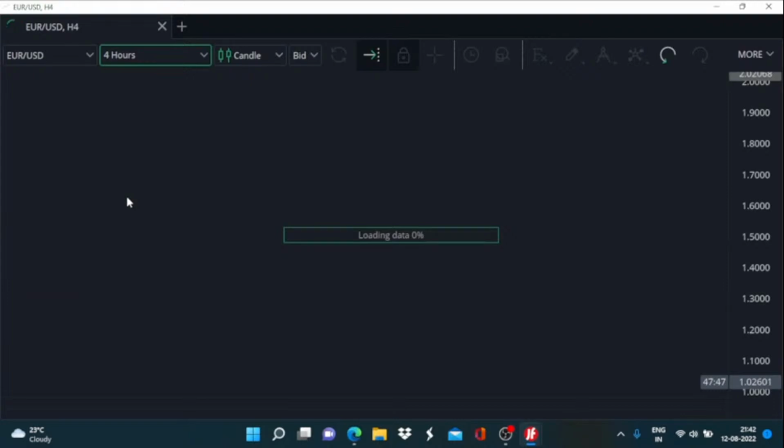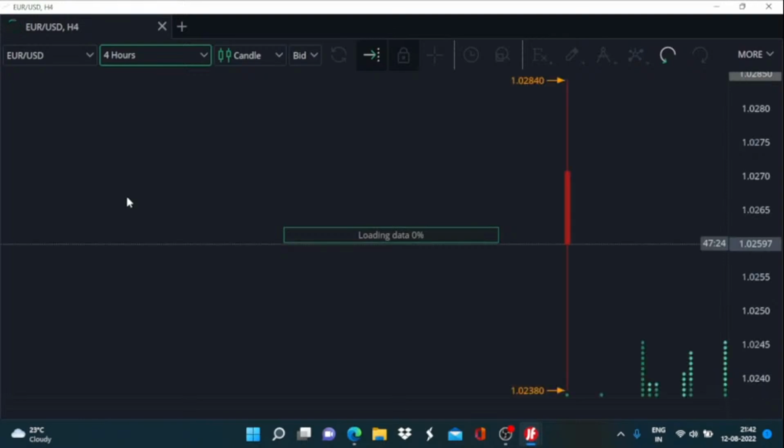Now let us see the higher candle period plotting for this indicator, the pivot series. It is taking a little bit of time. Let us wait for a couple more seconds. All right.